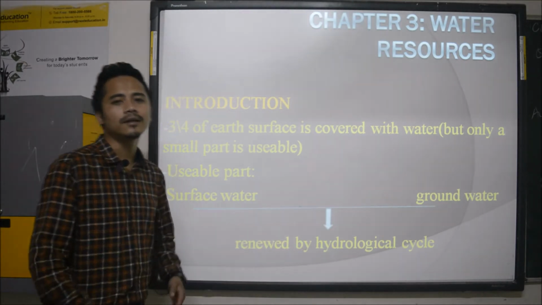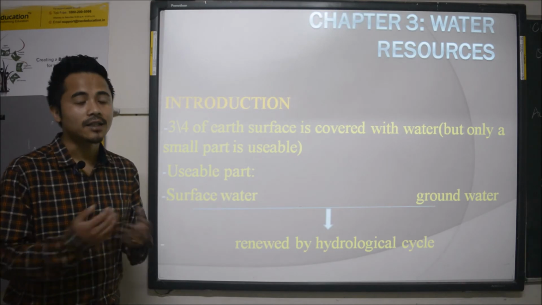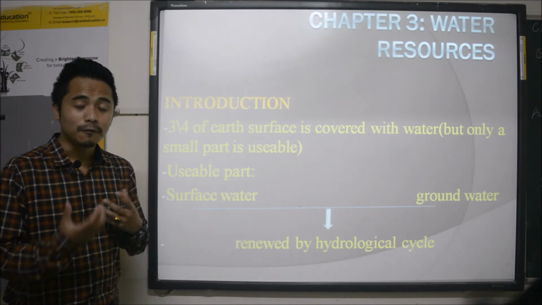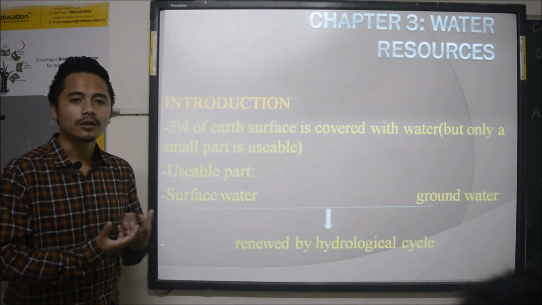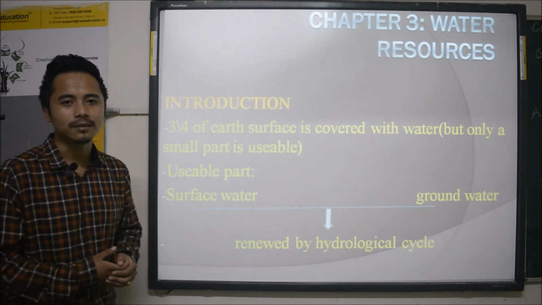Still, it has been estimated, or predicted, that by 2025 we will face water scarcity on earth. All right, how is that possible?